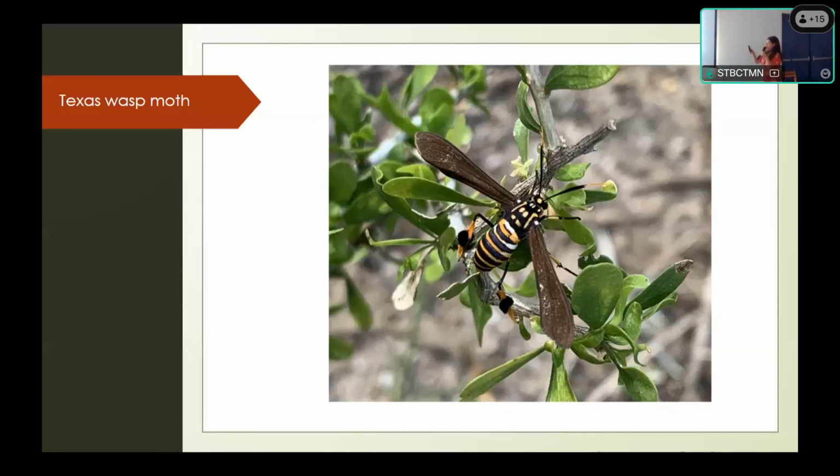And I had already heard about this species. So whenever I first saw it from afar, I was like, is that what I think it is? That's not behaving like a wasp. So I got closer, and sure enough, it was a moth. That was at the Schleben Tract.